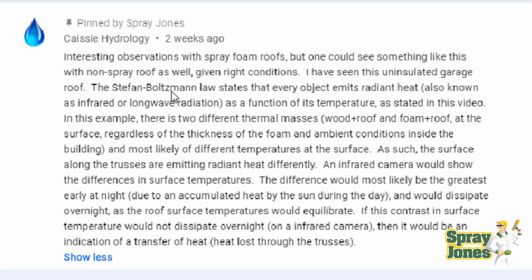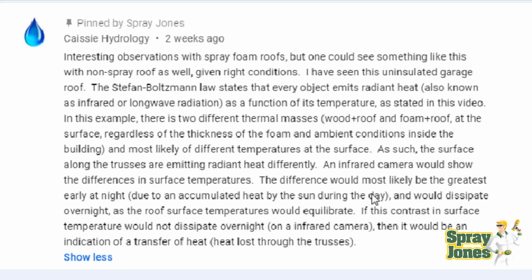"The Stefan-Boltzmann Law, which is the heat flow equation law that I referenced in the video, states that every object emits radiant heat, also known as infrared or long wave radiation, as a function of its temperature, as stated in this video. In this example, there are 2 different thermal masses, wood plus roof and foam plus roof at the surface, regardless of the thickness of the foam and ambient conditions inside the building." Correct. And most likely of different temperatures at the surface. "As such, the surfaces along the trusses are emitting radiant heat differently. An infrared camera would show the differences in surface temperatures.